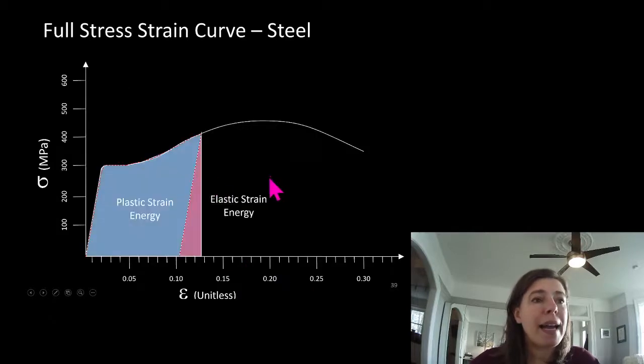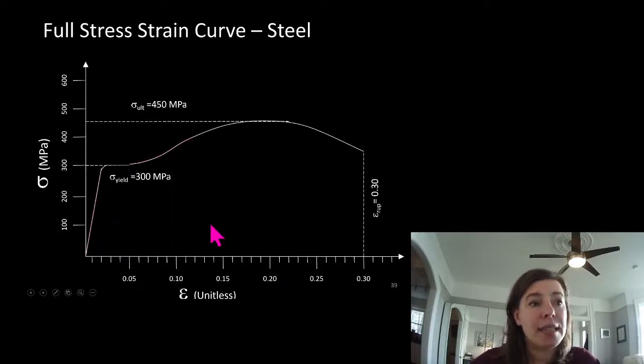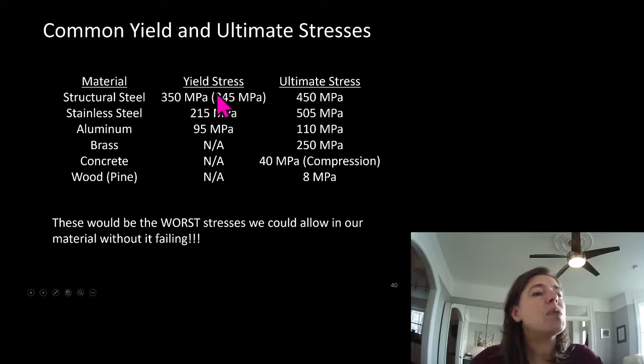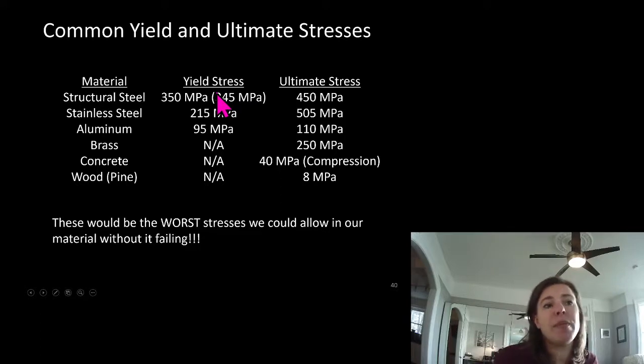So you should be able to recognize this right here. In fact, this would probably make a sweet exam question right here. Maybe something with matching, I don't know. So some common yield and ultimate stresses. So steel, the yield stress is 350 or 345 MPa. I'll talk about why it's 350 or 345 in our steel modules. And the ultimate stress is 450.